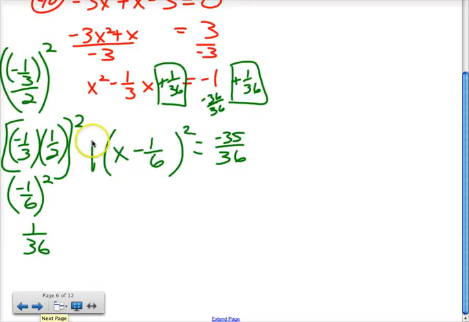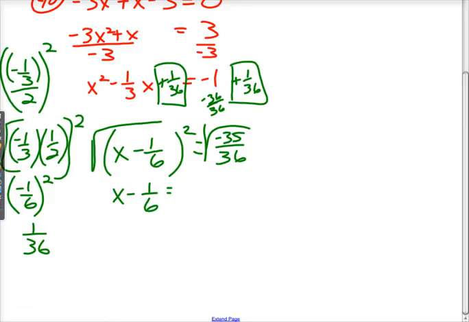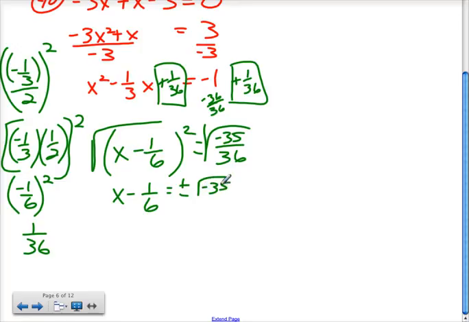Now we need to take the square root of both sides. So x minus 1/6 equals, sorry about that, the phone rang there. So I need the square root, plus or minus the square root of negative 35 over the square root of 36. So it will be x minus 1/6 equals plus or minus i square root of 35 over 6.